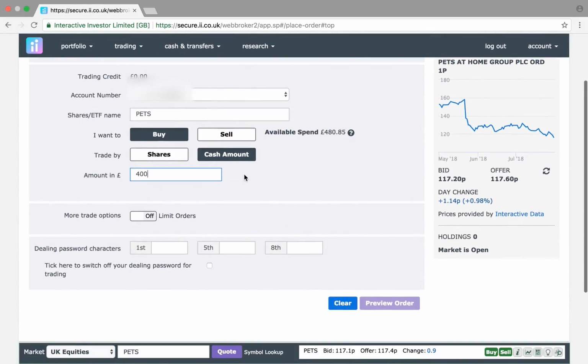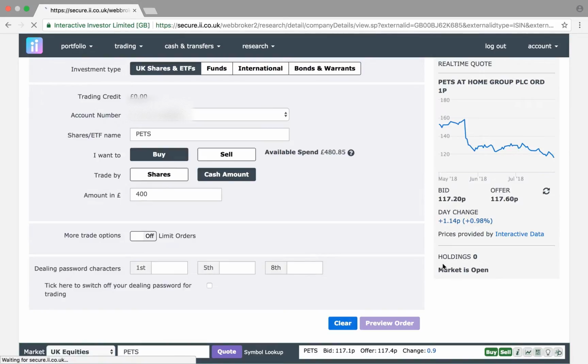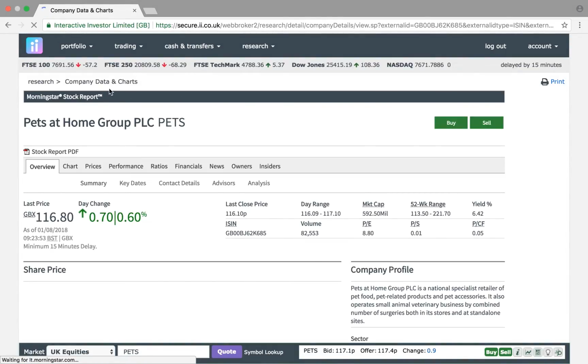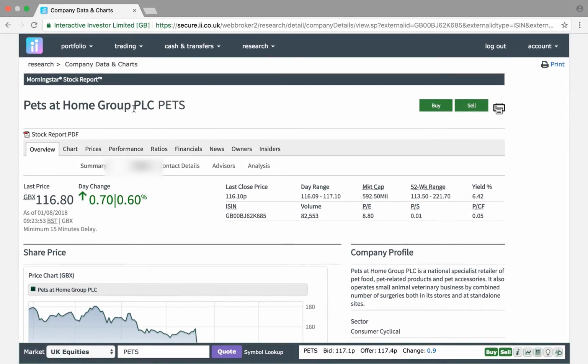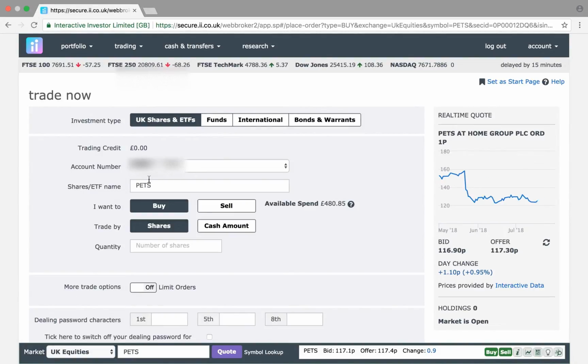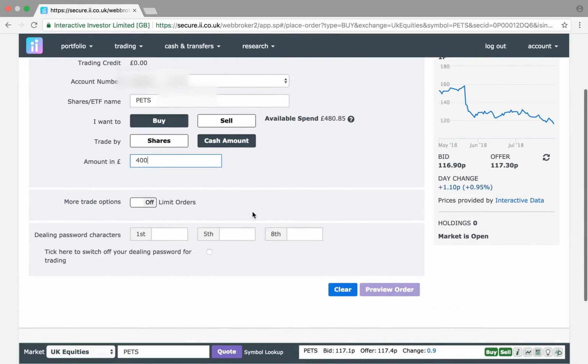And that's everything. So then you can either do it this way, or another way to do it is you can actually go onto the page that I was on previously, the research page, to make sure that it's the right stock. You can go on here, and you can buy it from there. Basically, it takes you back to the same page, but it just automatically fills in the shares ETF bit for you, so you don't have to worry about that as much. So we're just going to go back to this.